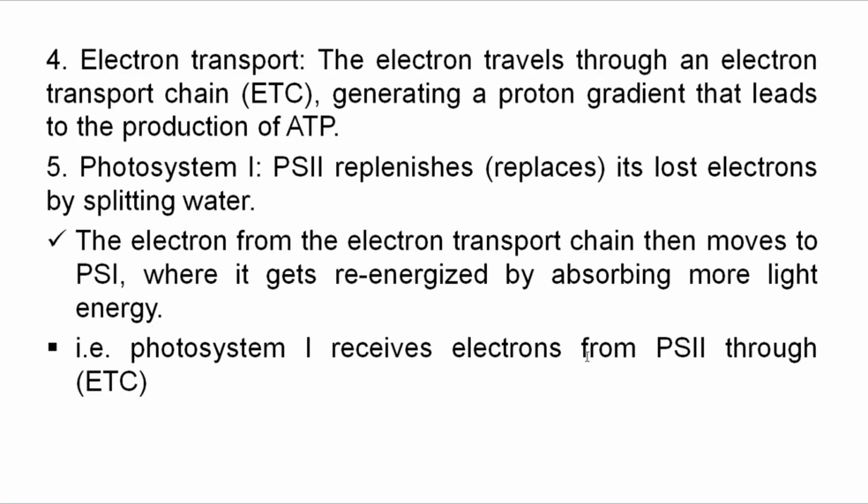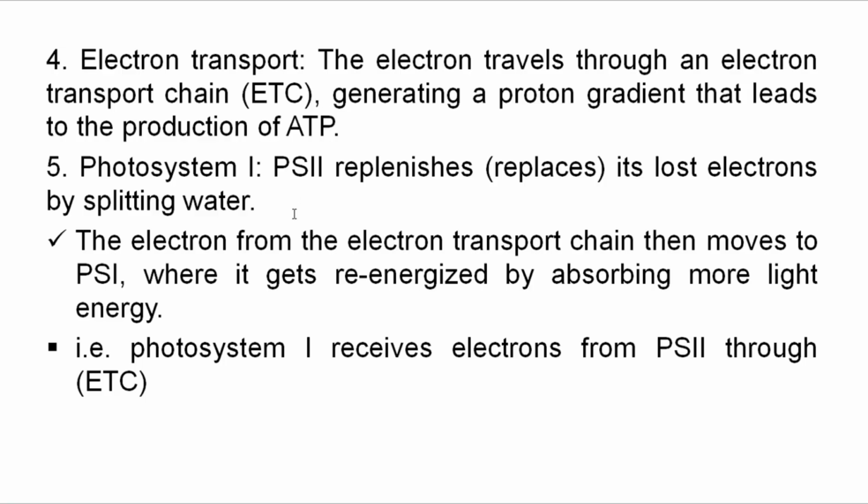The electron travels through an electron transport chain generating a proton gradient that leads to the production of ATP. Yes, so the electron from the primary electron acceptor travels through the electron transport chain. These electrons are important for the production of ATP. Electrons move from one molecule to another through an electron transport chain, and this generates a proton gradient, and this proton gradient is important for the production of ATP.